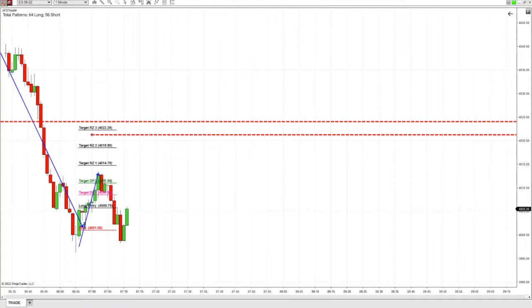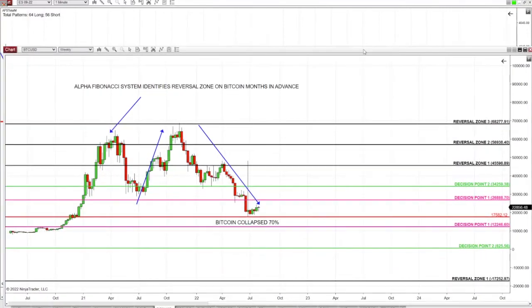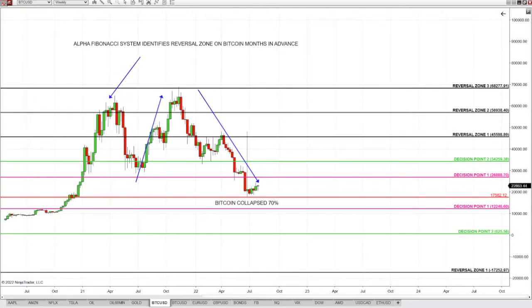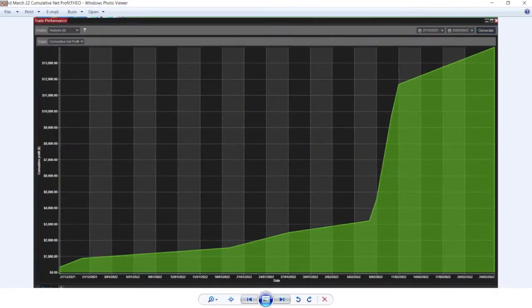That's it. It's a very temporary move up on Bitcoin. Would you like me to review more? Please do ask, and I will bring up the instrument of your choice. It's not a problem. Alpha Fibonacci system applies to them all because the only thing that matters is price.